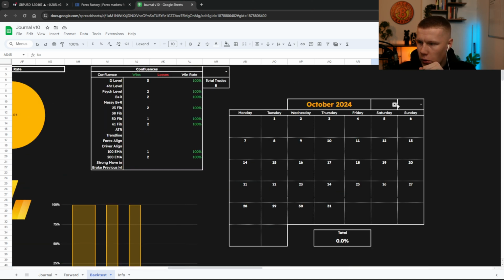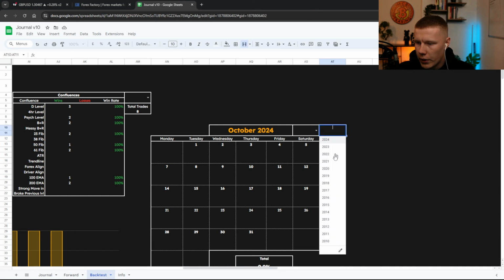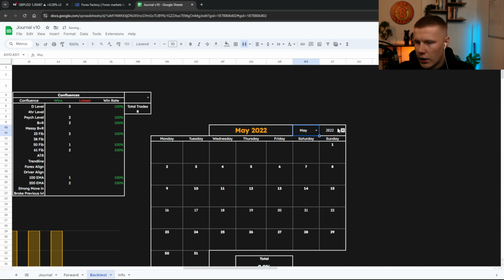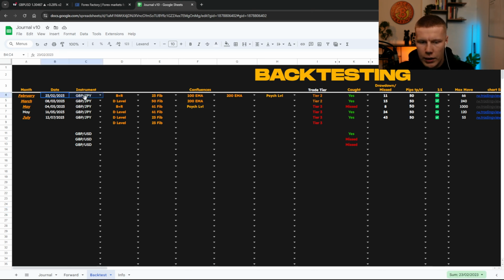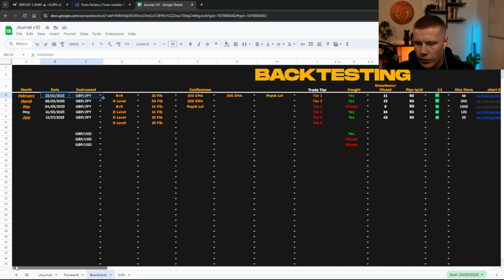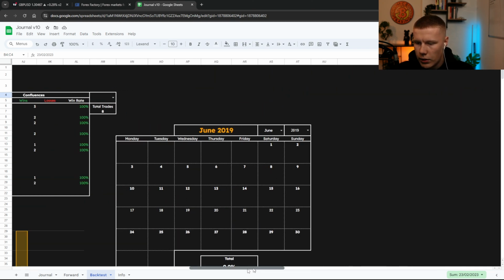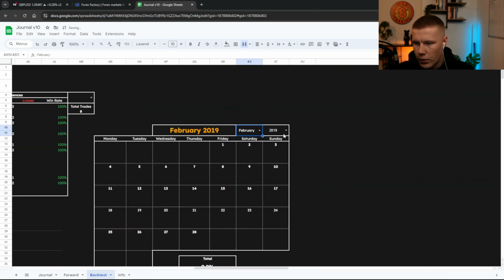Now, because of the backtesting, where you're going to be backtesting 2023 and so on, you also have the ability to click the year on each of these. So you can click June 2022, 2019, and as you can see, it automatically updates. If I put February 2023, it should update. Let's see. There you go.